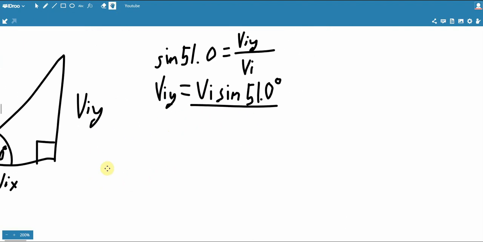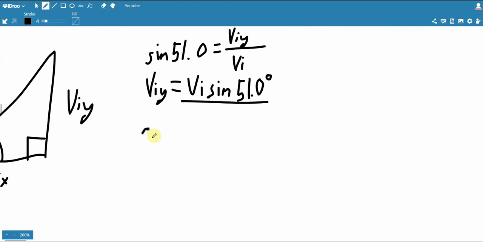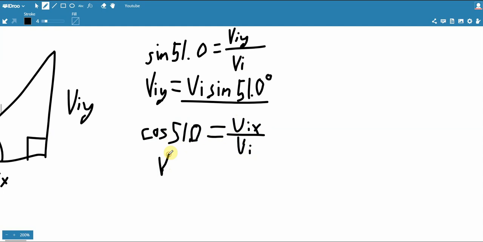Now we do the same thing for VIX. So cosine 51.0 equals adjacent over hypotenuse, so that's VIX over VI, and VIX equals VI cosine 51.0. So same thing as the last one except cosine this time.